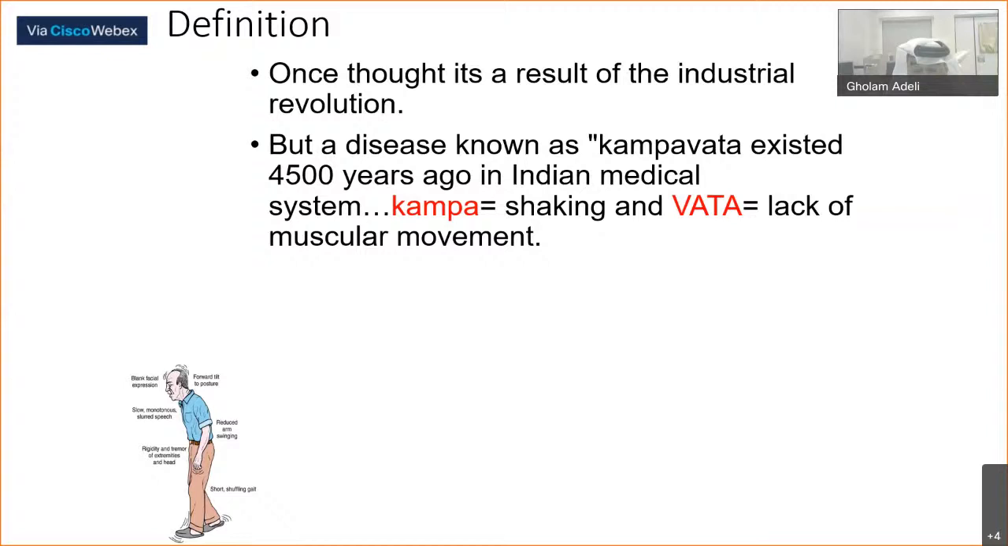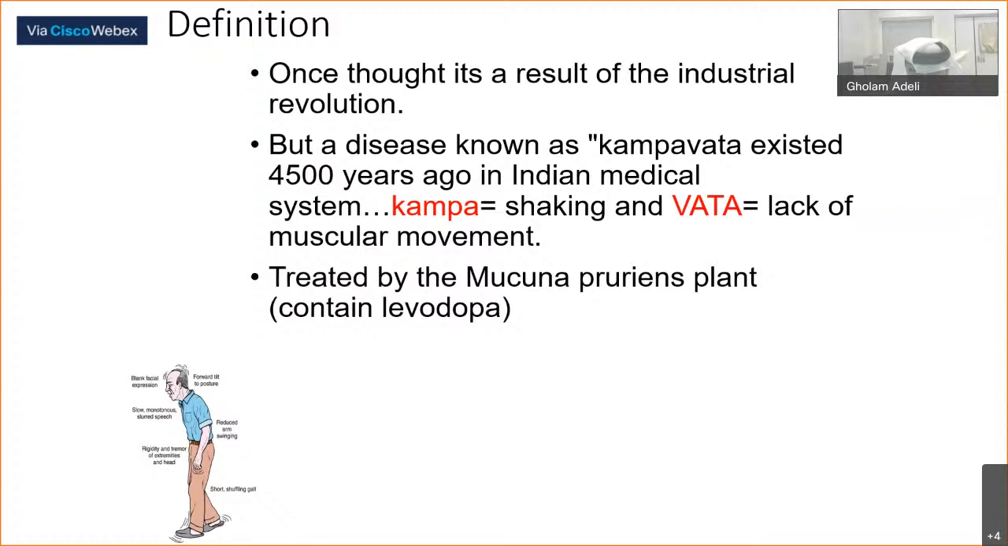Before, they thought it could be a product of the industrial revolution, but reviewing the history, there is something called Kampavata, described thousands of years before, and it consists of shaking and lack of muscular movement. They used to improve on a plant, Mucuna, which contains levodopa. So it's not related to what we think, the industrial era.